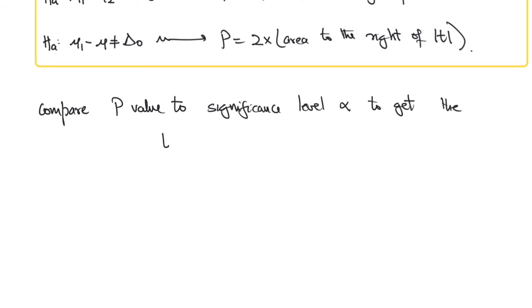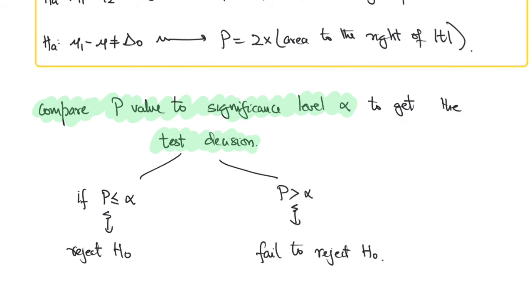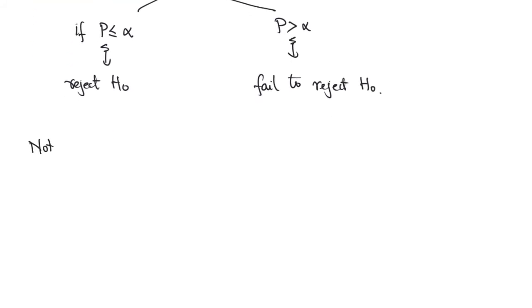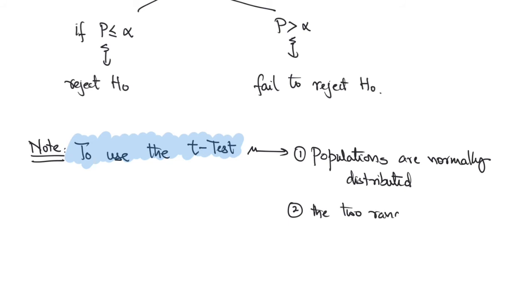To get the test result, we will compare the p-value to the significance level. If the p-value is less than or equal to alpha, we reject the null hypothesis. If the p-value is bigger than alpha, we fail to reject the null hypothesis. Note that to use the t-test, there are two important assumptions or observations that we need to make with regards to the population being normally distributed and requiring that the two random samples are independent of each other.